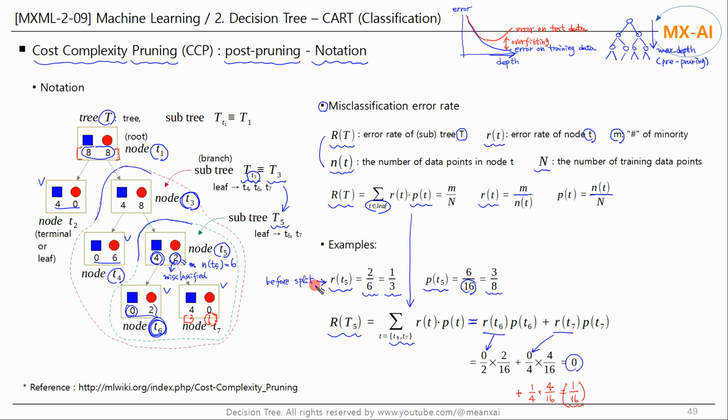Here, lowercase r of t is the misclassification rate of node t itself, that is, before splitting. Uppercase R of T, on the other hand, is the misclassification rate of the subtree rooted at node t, that is, after splitting. Since splitting a node generally leads to purer child nodes, uppercase R of T is typically smaller than or equal to lowercase r of t. For this definition, we referred to the following document.